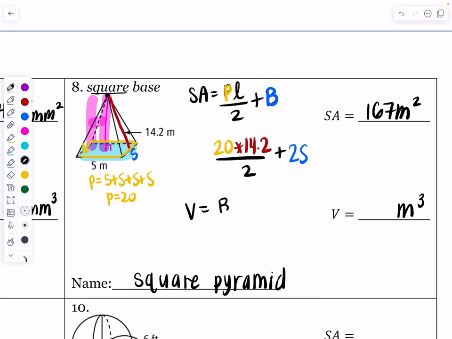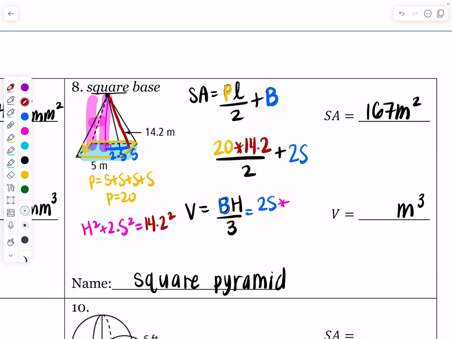Volume is going to be equal to base times height divided by 3. We've already calculated our base. Our base was 25, so let's fill that in. What was our height? Well, we actually don't have our height of the pyramid yet. We need to find it. And so I'm going to use Pythagorean theorem. It's going to be h squared plus, I need to complete this triangle. That's going to give me 2.5 right there. So h squared plus 2.5. Why is it 2.5? Because it's halfway across the square, equals my slanted height squared, which is 14.2 squared.